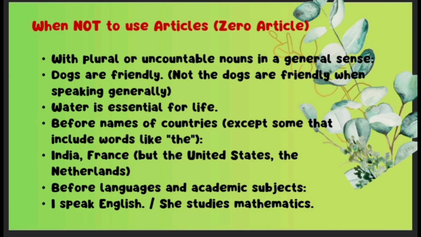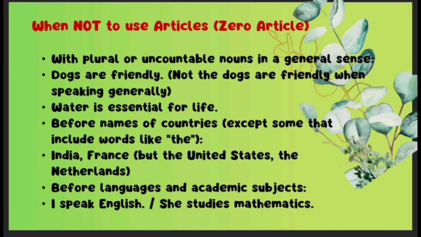Okay, this is important: when not to use articles, zero article. With plural or uncountable nouns in a general sense. Dogs are friendly. Not the dogs are friendly when speaking generally. If you are speaking generally, dogs means you are not specifying or mentioning any particular dog. So in general you say dogs are friendly, that is the correct form. The dogs are friendly is wrong here.